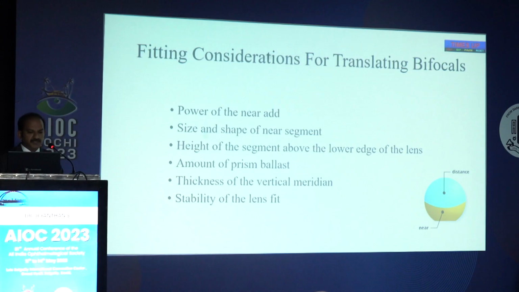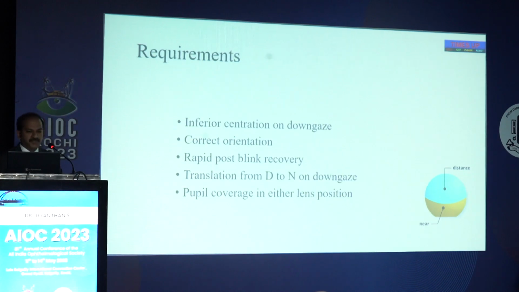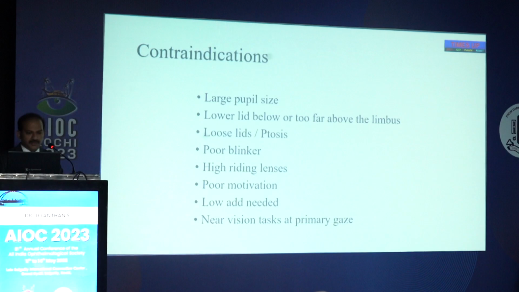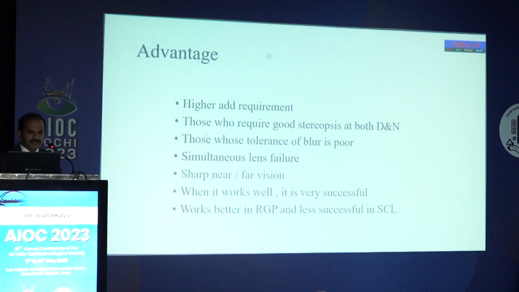So, fitting considerations: the power of the near rod is important. Size and shape of the near segment is very important. Stability of the lens fit is very, very important. Right, so we'll skip on this. Contraindications, as I said: large pupils, lower lid below or too far from the limbus, loose lids, poor blinkers, high riding lenses, poor motivation, and low add are all contraindications.